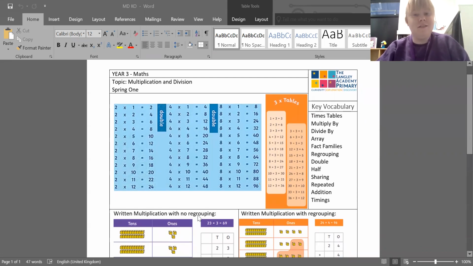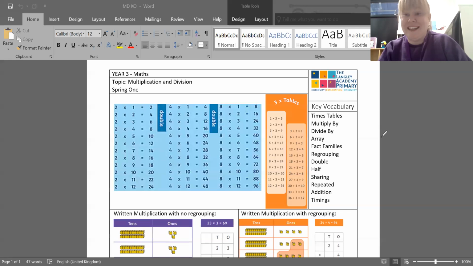The first thing you need to know is that your 2 times tables, 4 times tables, and 8 times tables are linked together. Our 2 times tables is double our 4 times tables, and our 4 times tables are doubled to give our 8 times tables. So we can see here 1 times 2 or 2 times 1 is 2. And we double that to give us 4 times 1 is 4. And that is the same as we go down our multiplications.